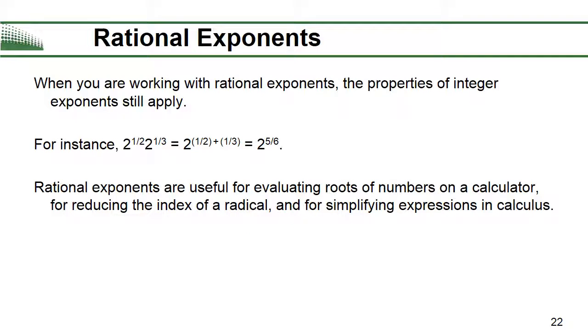Now, all the rules that we learned for integer exponents still work. We don't need to go back and learn new rules. So if you're multiplying 2 to the 1/2 times 2 to the 1/3, when you multiply the same number together, you add the powers. 1/2 plus 1/3 gives you 5/6.